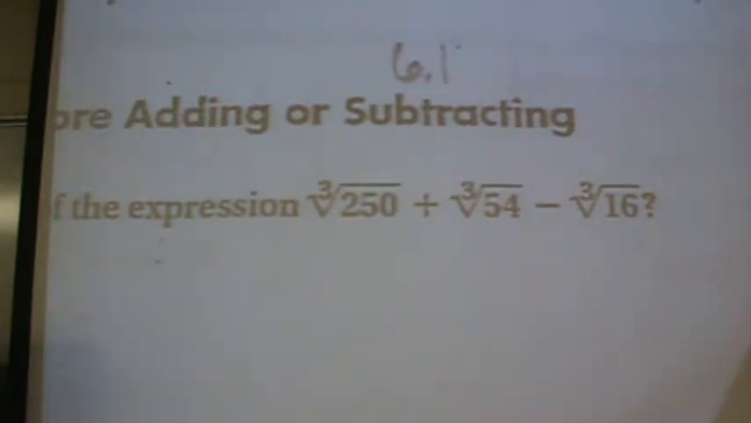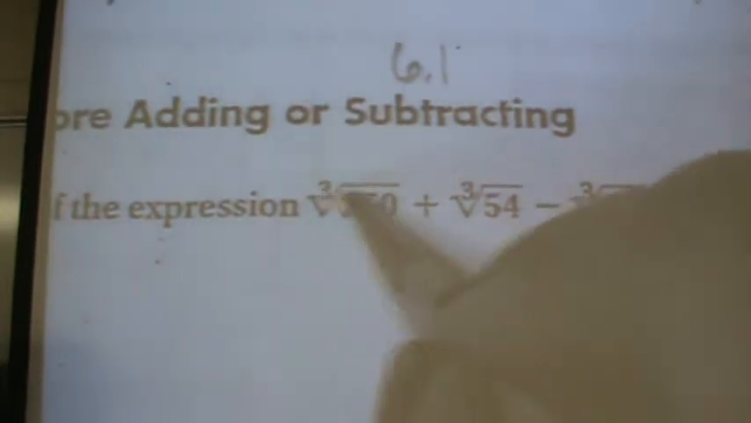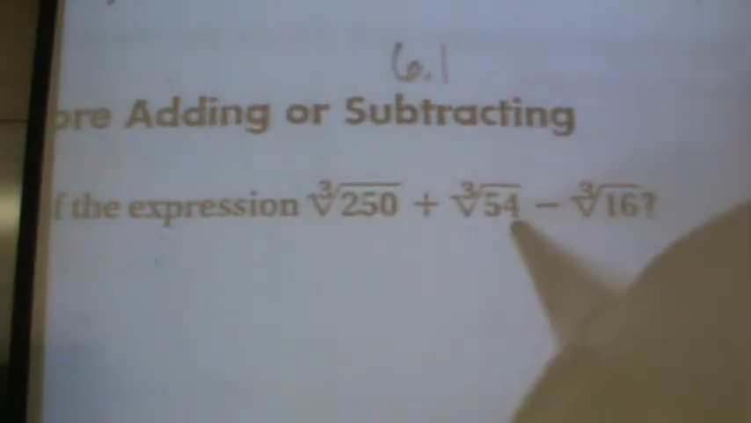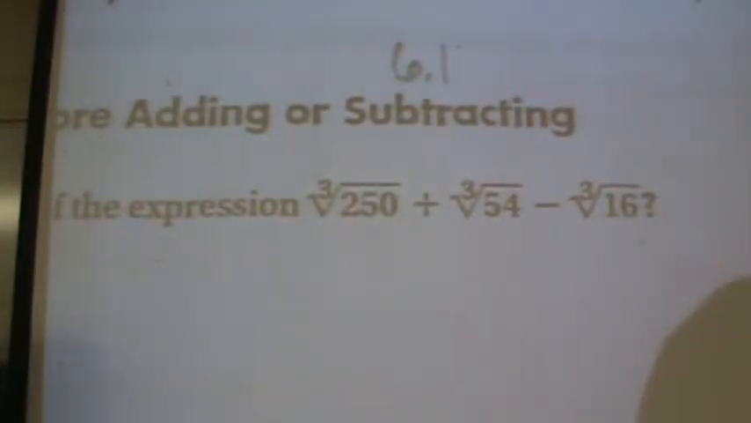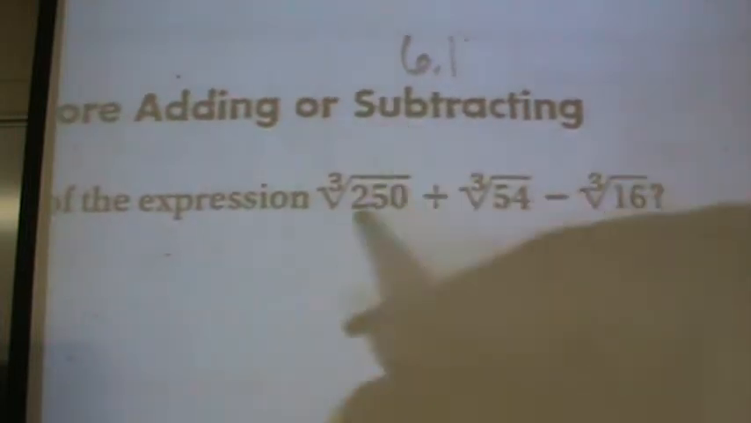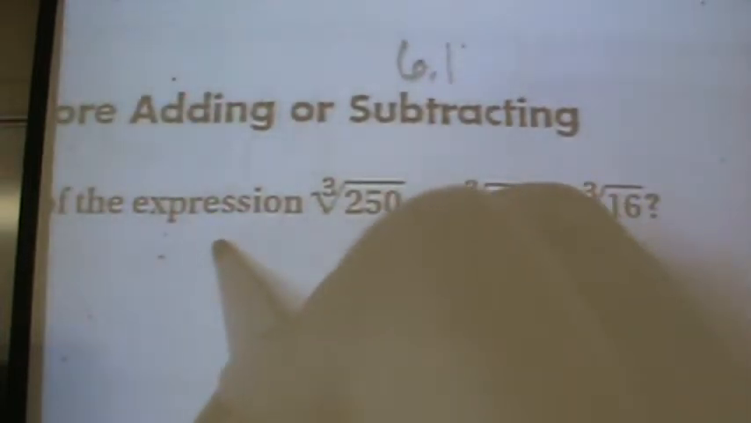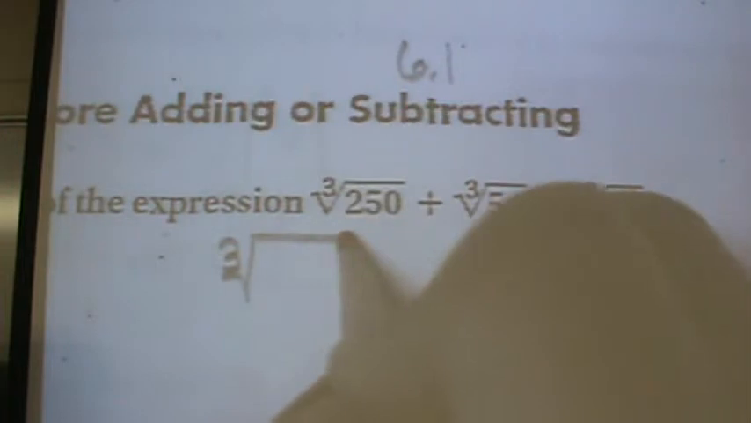Can we add them? Can we combine them and then simplify? No, you cannot right now. Their indexes are the same, but what's different? Their radicands. But in a minute, I'm gonna make their radicands the same. Okay, so what do you think you should do? You just gotta break everything up until the radicals are the same so you can combine.